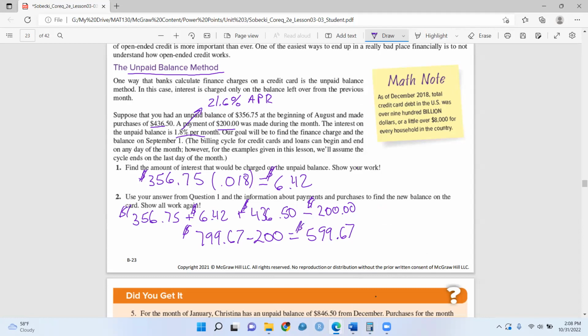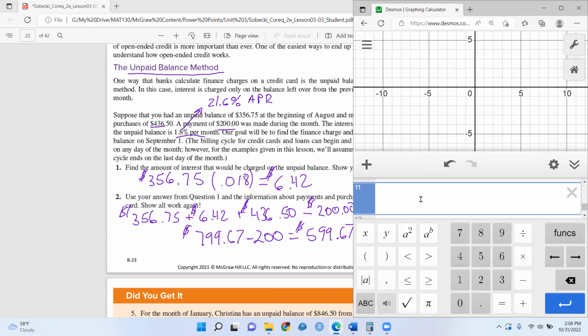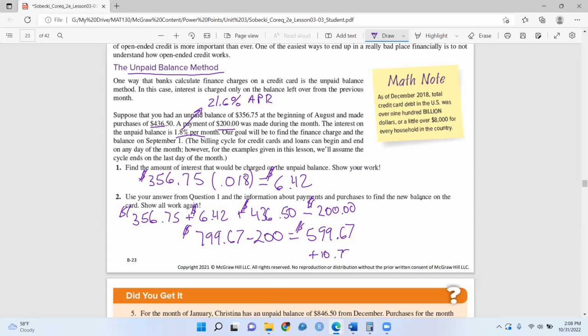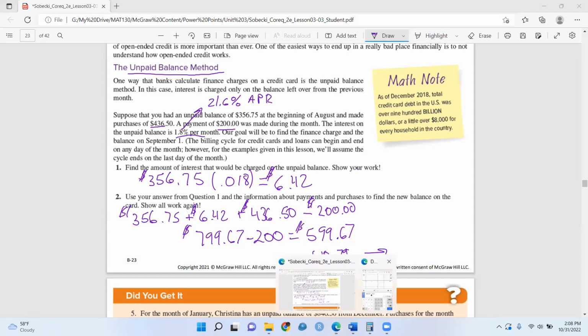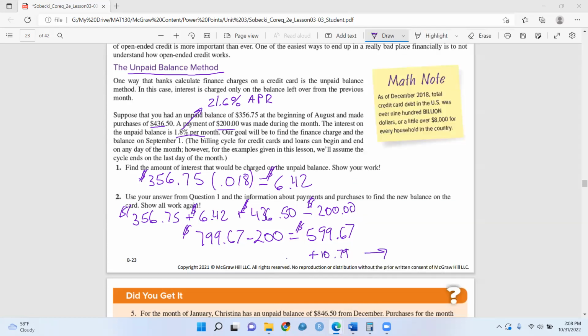But then they're going to charge us another 1.8% of this that's going to be dumped into our account. So let's do that. 599.67 times 0.018. And now we get added another $10.79. So the September 1st balance ends up being $610.46. If we're not careful, this is going to get out of control, right? And we're going to get into trouble.